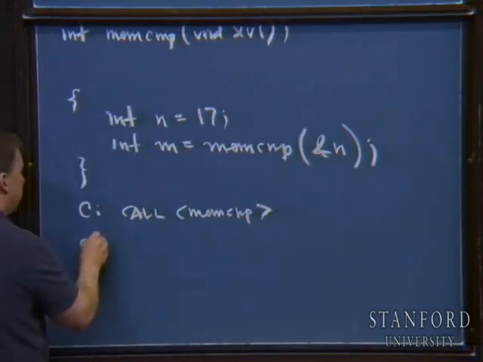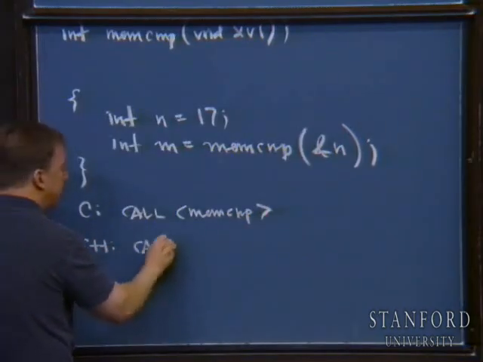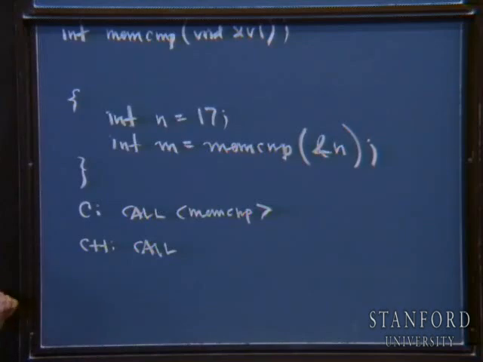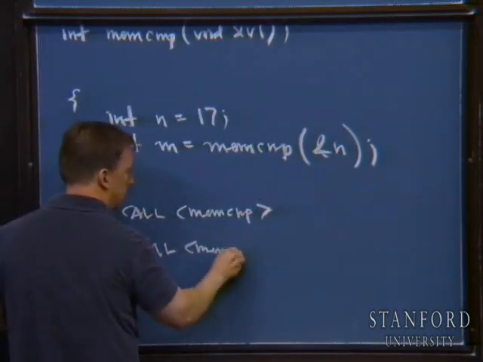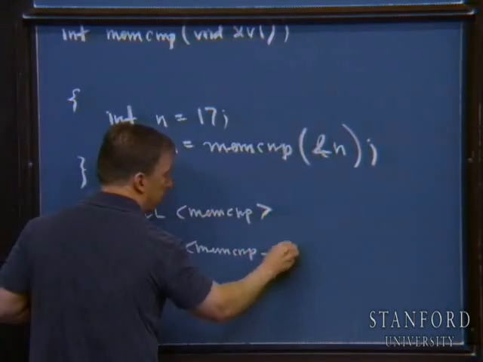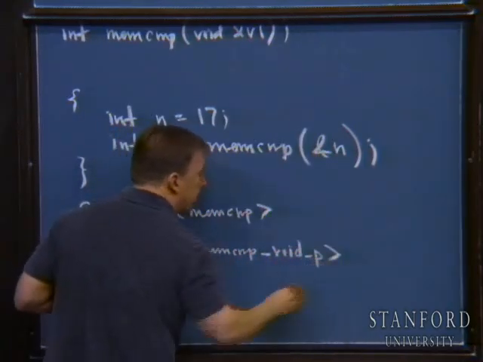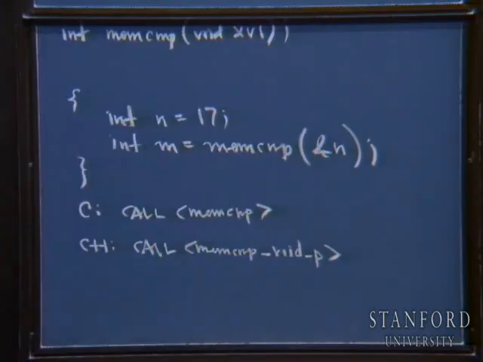In C++, it has to be able to disambiguate between multiple versions of memcmp with different signatures. So it actually does this. And I'm making this part up, but something along those lines. Okay? Does that make sense?